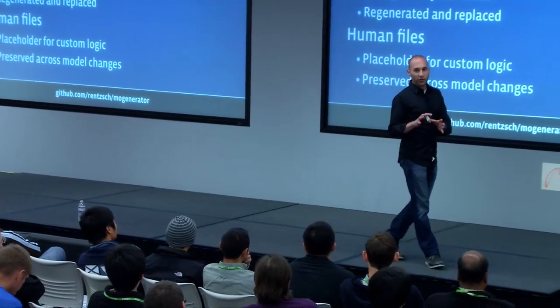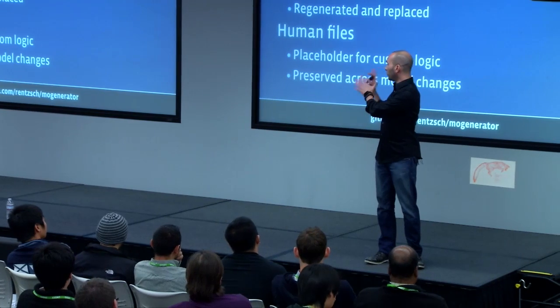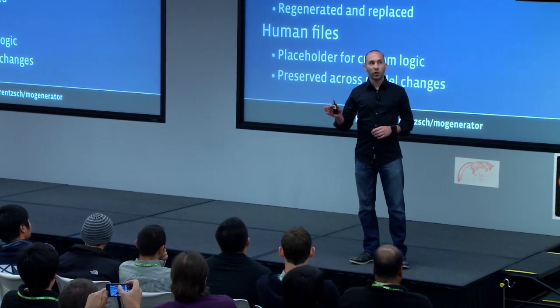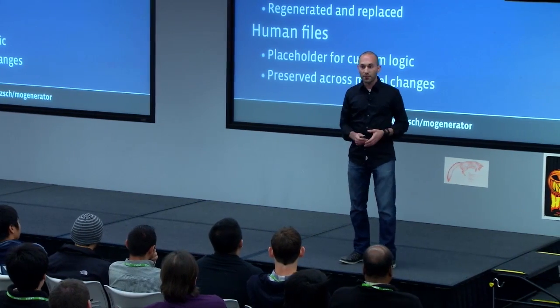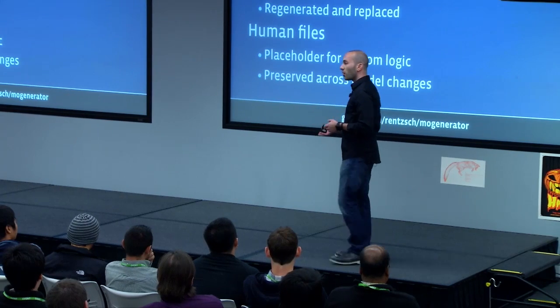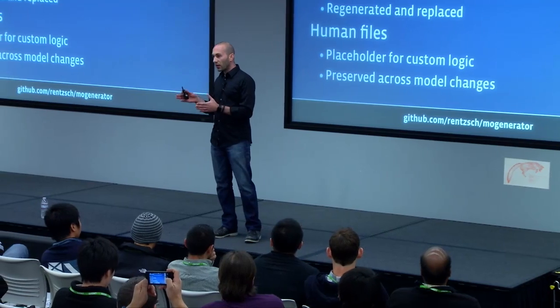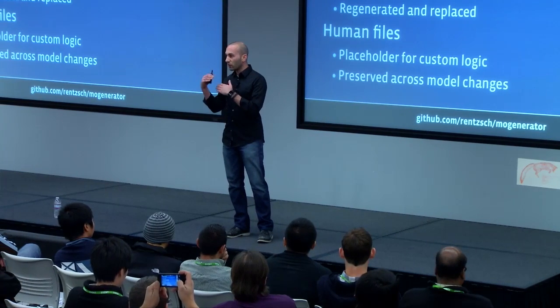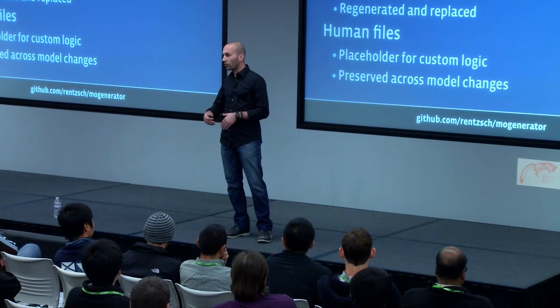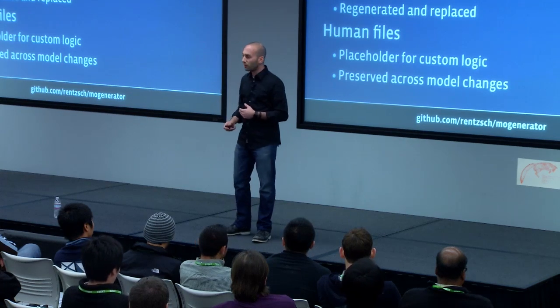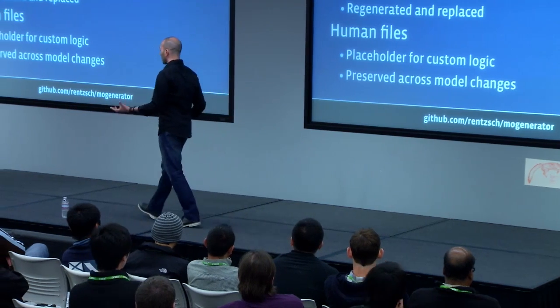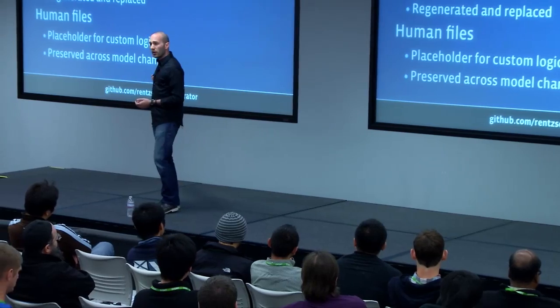And then it generates this second folder that it called human files. And that's the placeholder for custom logic, and it's preserved across each of the model changes. So when you go and you regenerate those files, there's nothing that needs to change in the human files. They're completely empty when they're generated, so there's no need for them to ever replace them. So this has been incredibly handy for us. The URL is down at the bottom here.